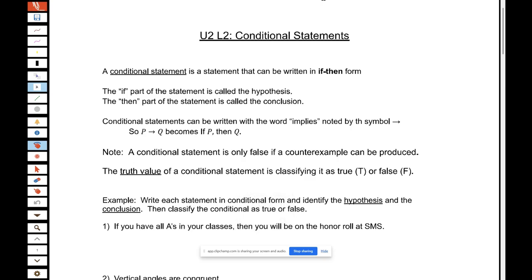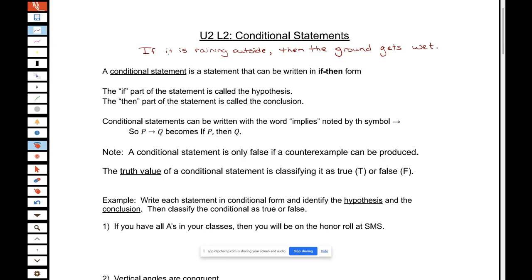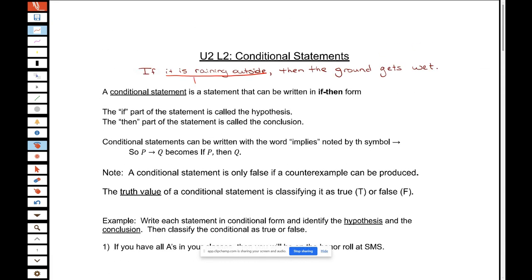So a simple conditional statement that we might use here is: if it is raining outside, then the ground gets wet. Of course, if it's raining outside, the ground is going to get wet. The if part of that conditional statement is called the hypothesis. It's the part after the word if. If is not included in the hypothesis. So this is the hypothesis.